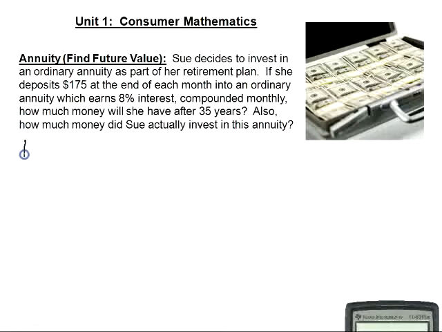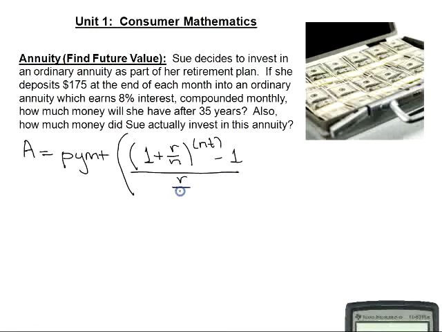The amount at the end of the investment, the future value, is equal to payment times 1 plus r over n to the nt minus 1, all over r over n. Well, her payment is $175. Here's your annual interest rate. We're compounding monthly, so n is 12. And we're doing this for 35 years, or Sue is. So let's substitute these values into the formula.